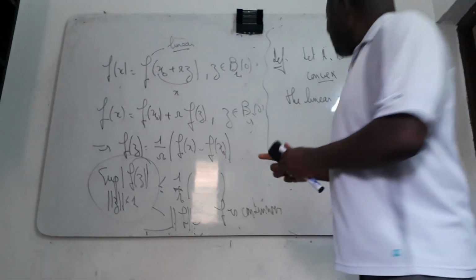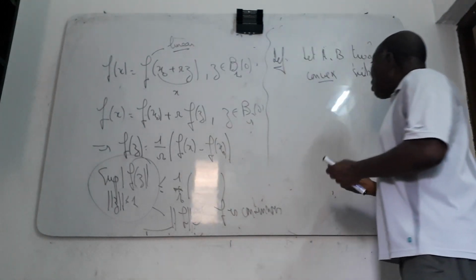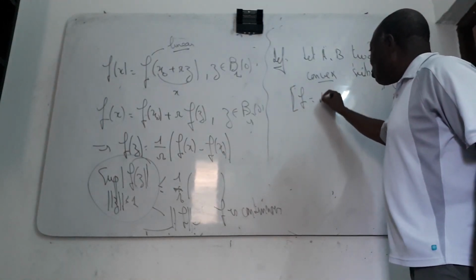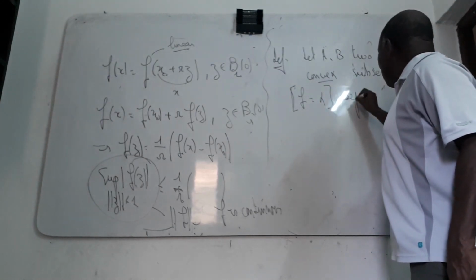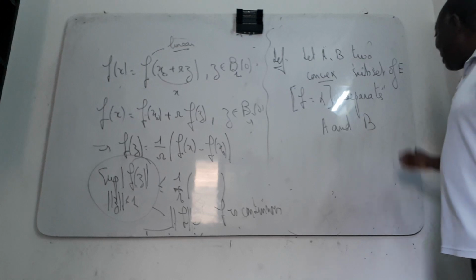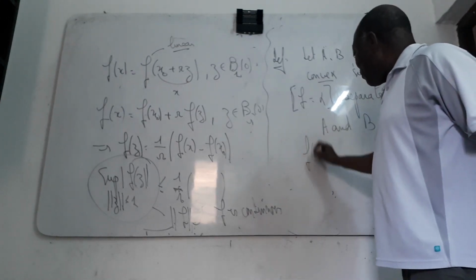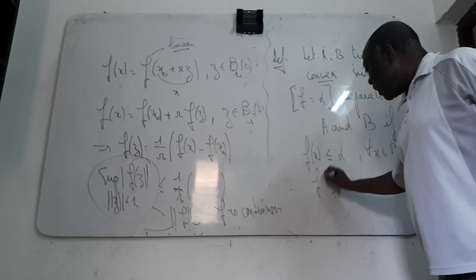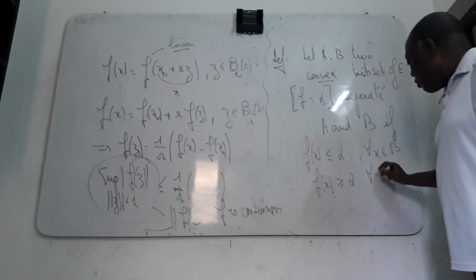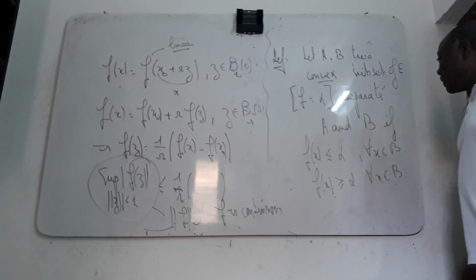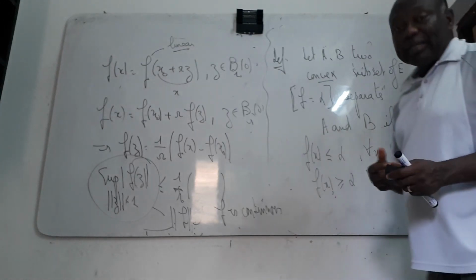Let us consider this one. We say that when f is a linear map, the hyperplane f equals alpha separates A and B. That means that f of x is less than or equal to alpha for all x in A, and f of x is greater than or equal to alpha for all x in B. Then we say that the hyperplane separates the two convex sets A and B when you have this kind of condition.